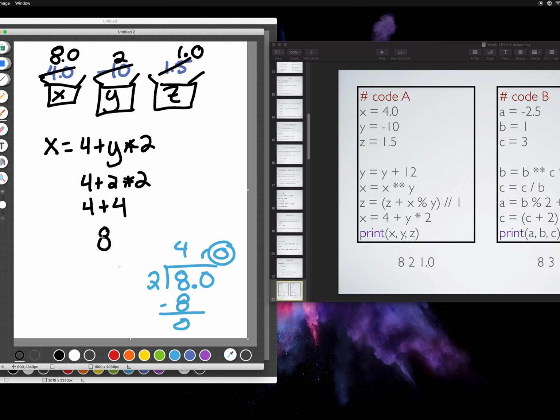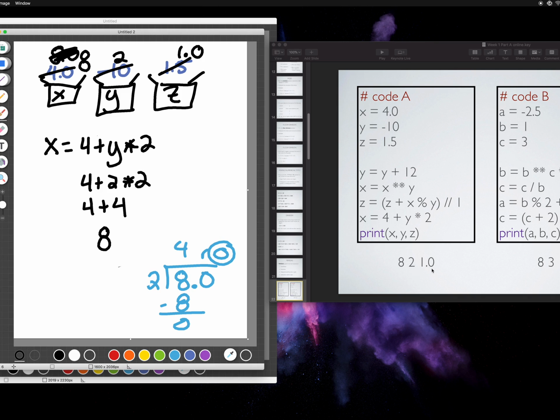Finally, we do this print statement, right? We print x, y, and z. They're separated by commas, so when they're displayed, they will be separated by spaces. So x at this point in time is 8, y at this point in time is 2, and z is 1.0. Alright, again, if you have questions about code B, please do let me know.